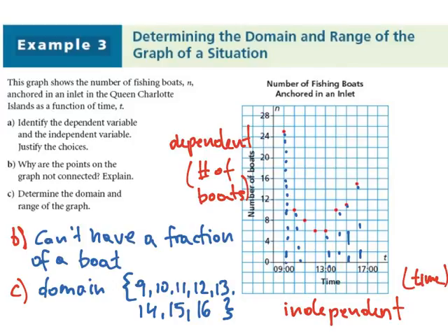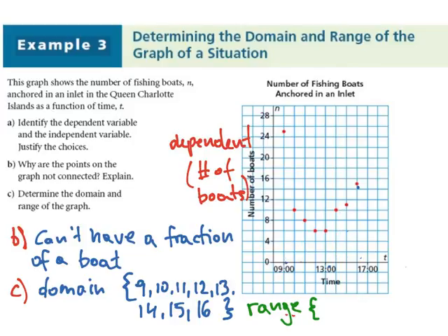While the range is, if you look, just erase this, it is the lowest point first, and that tells you that it's about 6 boats, then 8 boats, and 10 boats, and it's about 11 boats, this is 15 boats, and last but not least it's 25 boats. And that's the domain and range.